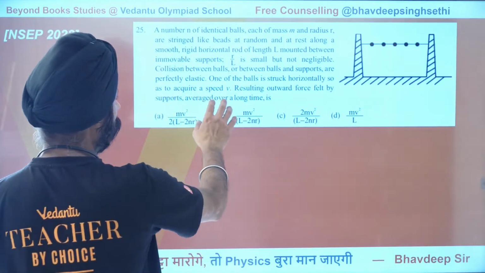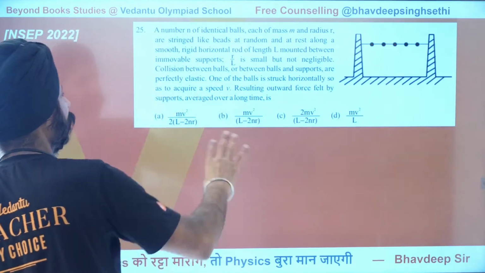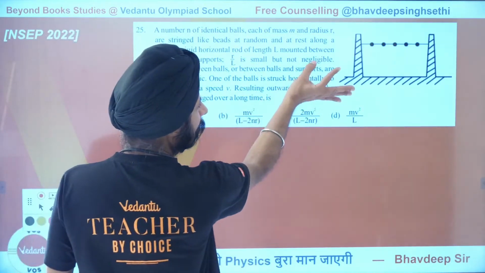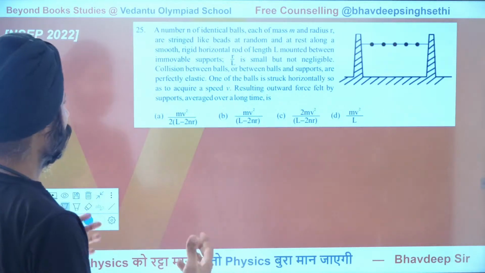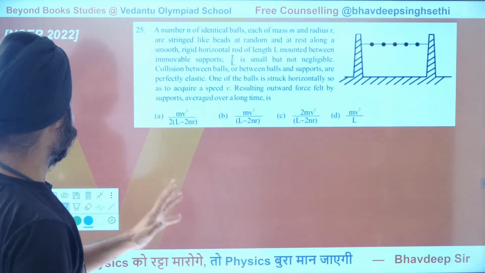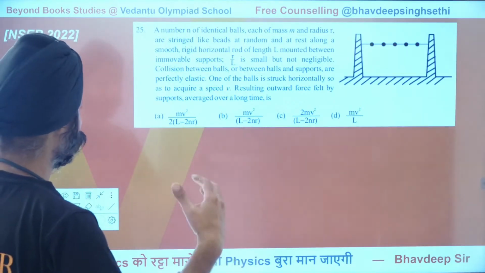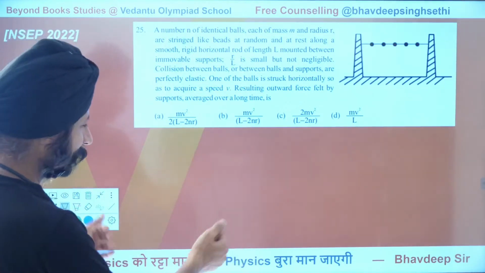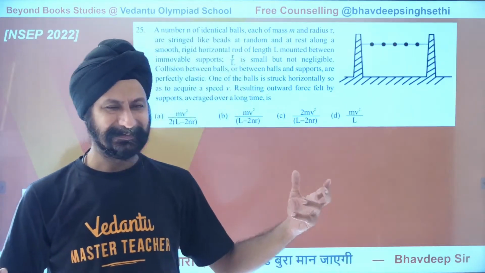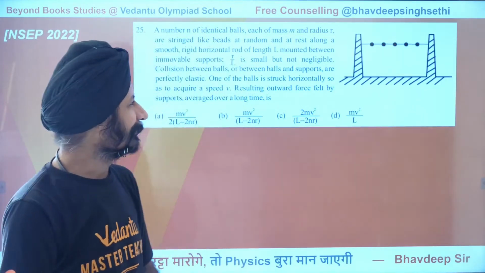Collisions between the balls and between ball and supports are perfectly elastic. One of the balls is struck horizontally so that it acquires a speed of v. Find the resulting outward force felt by the supports averaged over a long period of time. Beautiful question. The question is easy, but there are a lot of things to understand here.